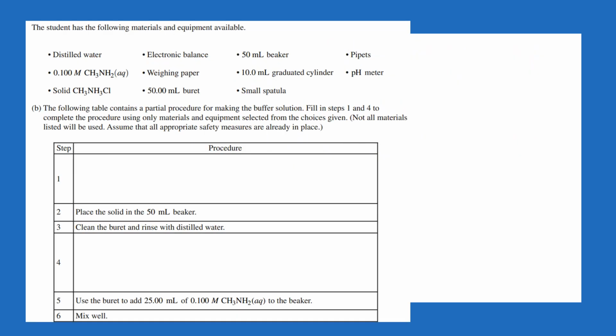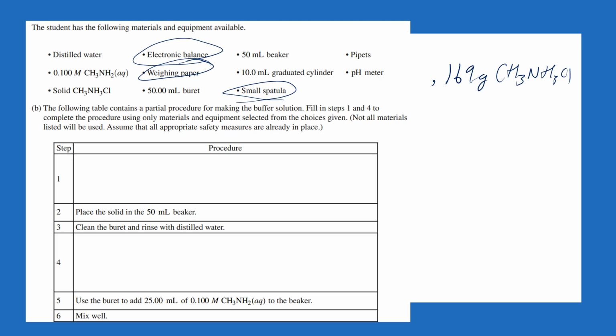Okay, so we have a bunch of materials and equipment. The following table contains a partial procedure. Fill in steps 1 and 4 to complete the procedure using only materials and equipment selected. All right. So we just found that we needed 0.169 grams of the CH3NH3Cl. So you want to use an electronic balance, weighing paper, probably a spatula, to weigh out 0.169 grams of the solid CH3NH3Cl. That's your step 1. Weigh out the correct amount that we calculated from part A.